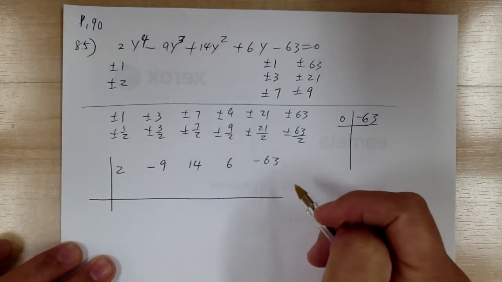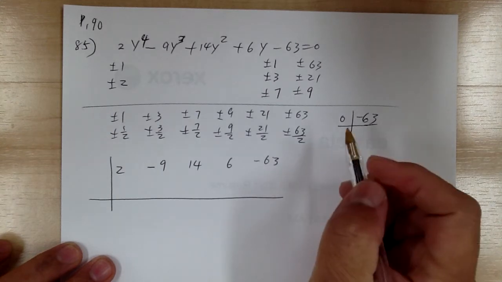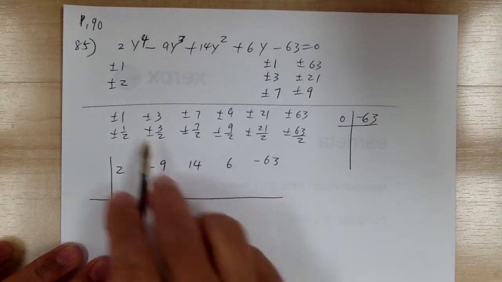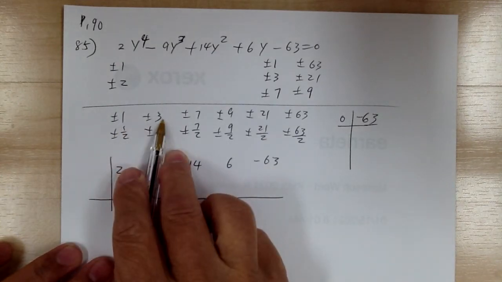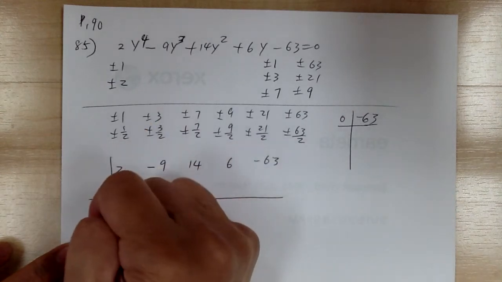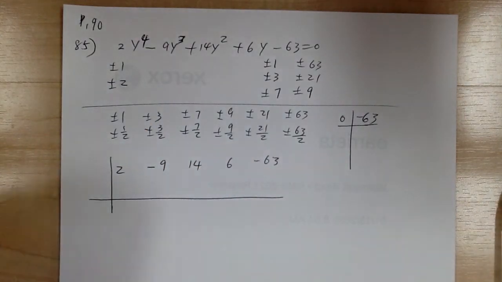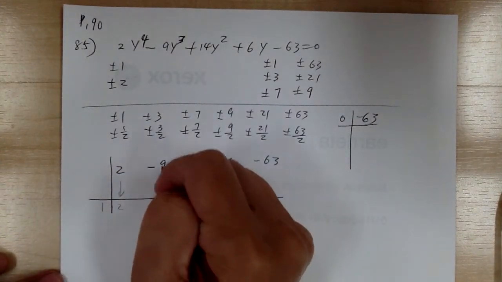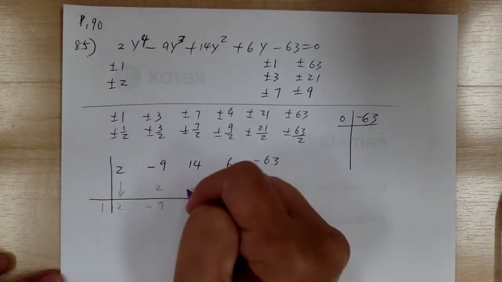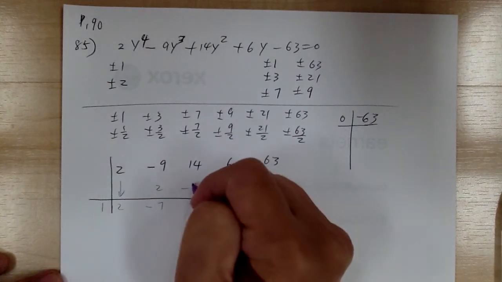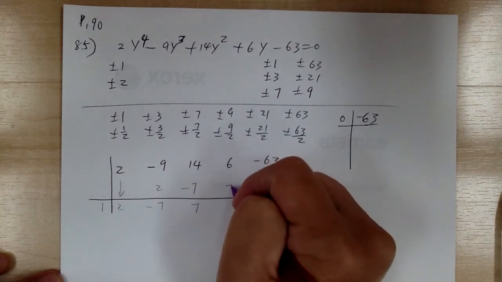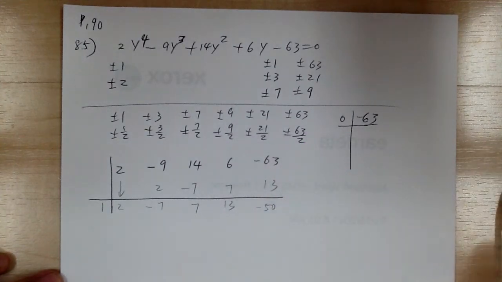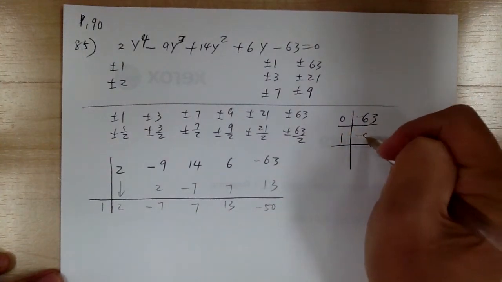The first number we're going to try, because the number is kind of high, instead of starting with 3, let's just start with 1. So you drop the number, multiply, add, multiply, add, multiply, add, multiply, add. When you try 1, you get negative 50.